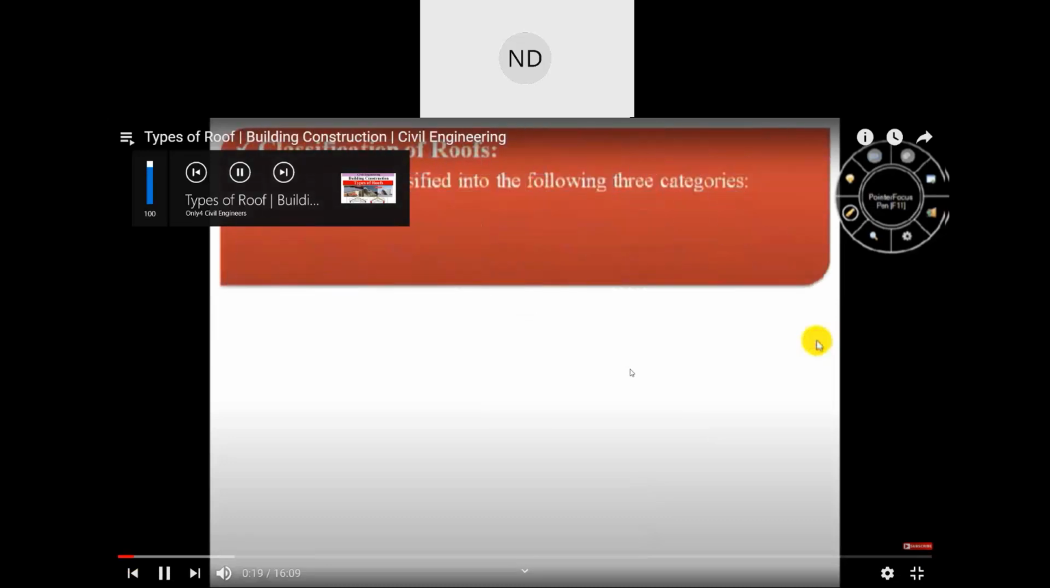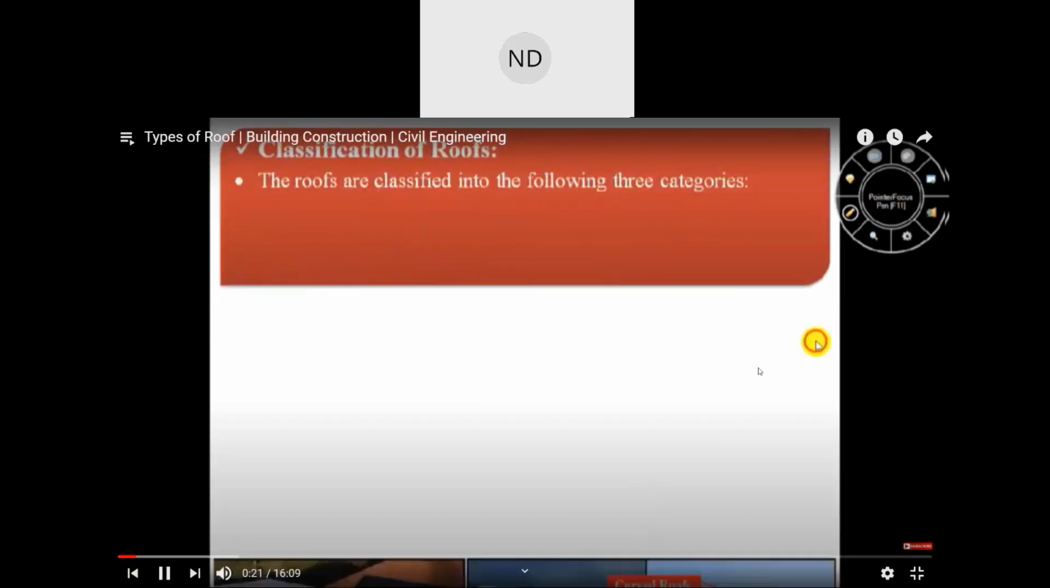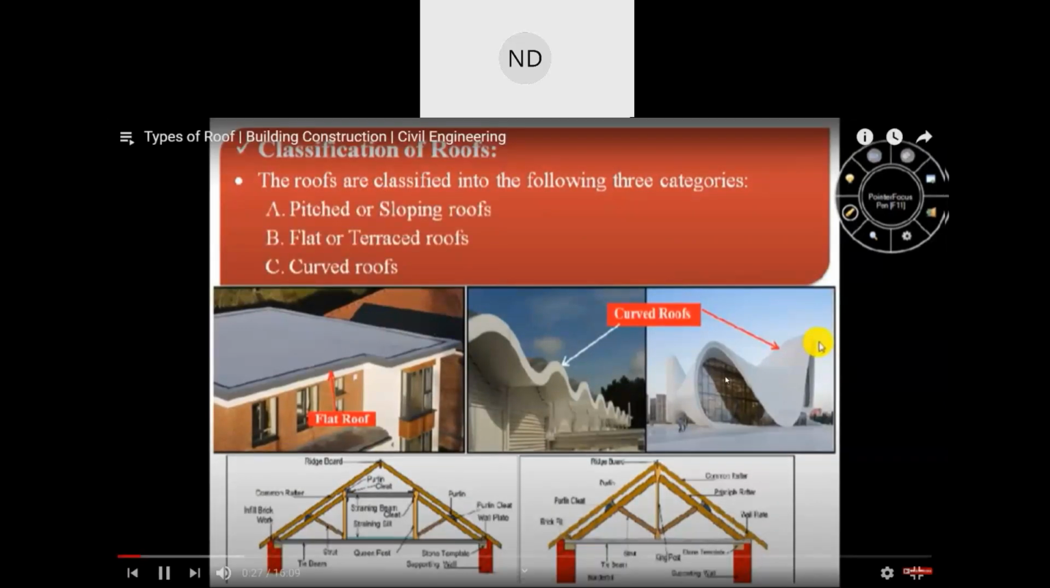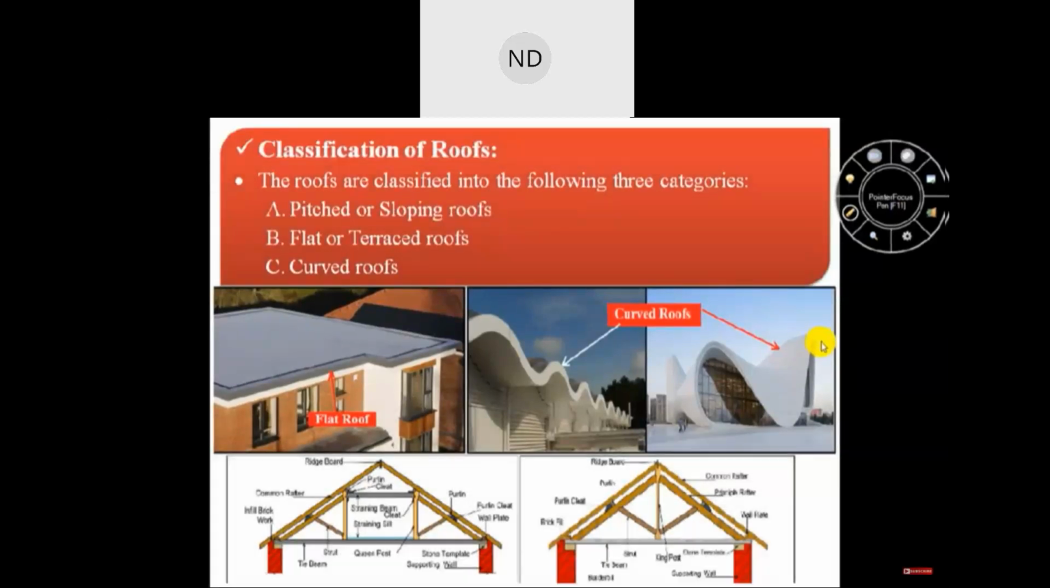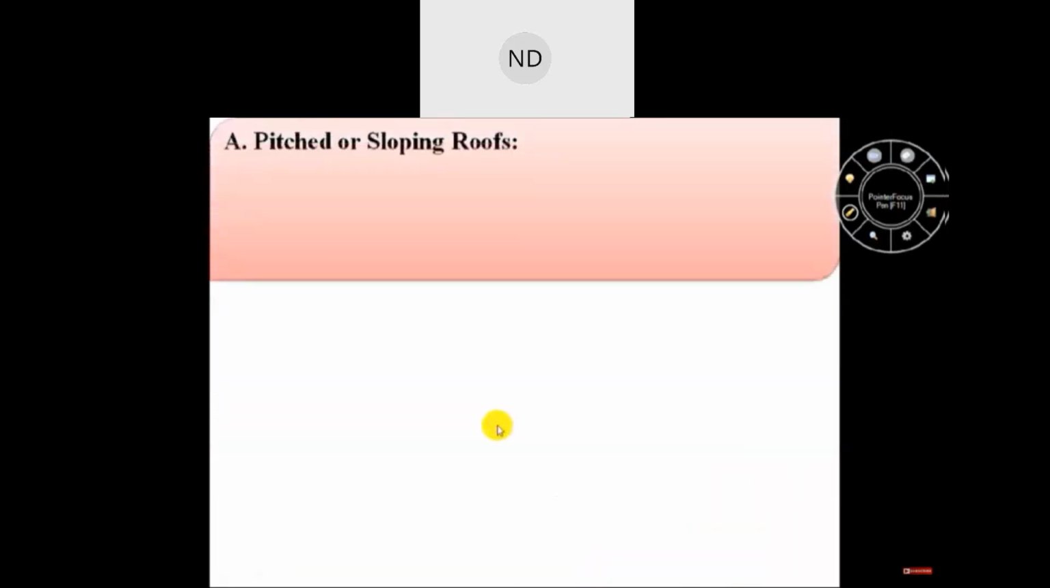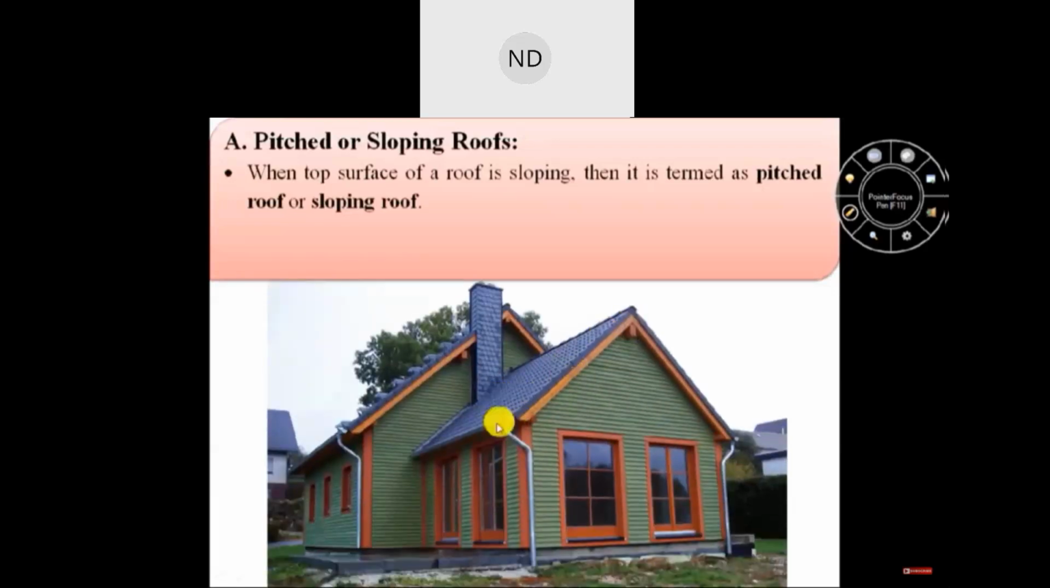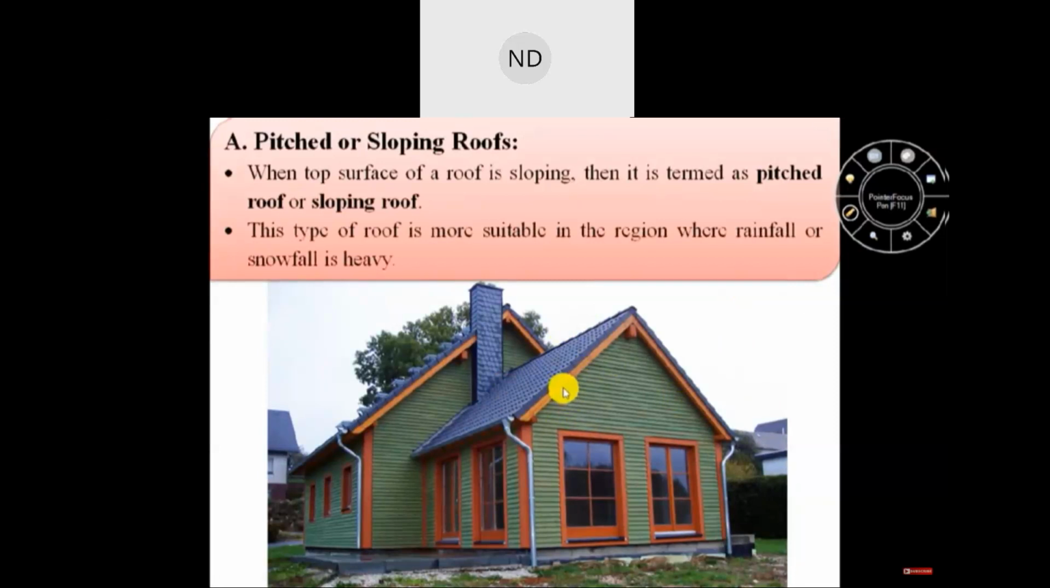So firstly, we will see different types of roofs, that is, the classification of roofs. So these roofs are classified into three main categories, and these types are pitch or sloping roofs, flat or terrace roofs, and truss roofs. So in this video, we will discuss all these types of roofs one by one in detail. So firstly, we will discuss pitch or sloping roof. When the top surface of a roof is sloping as shown in this image, then it is known as pitch roof or sloping roof. This pitch roof is more suitable in the region where rainfall or snowfall is heavy.